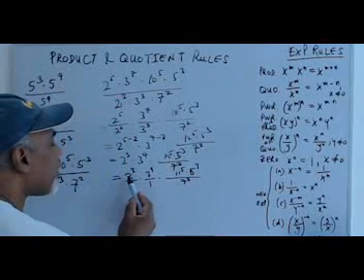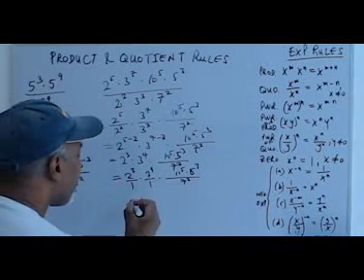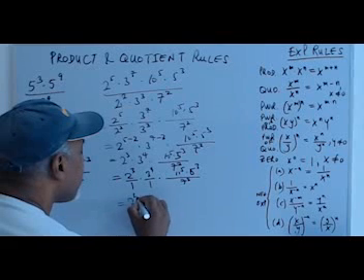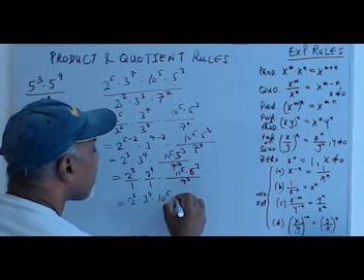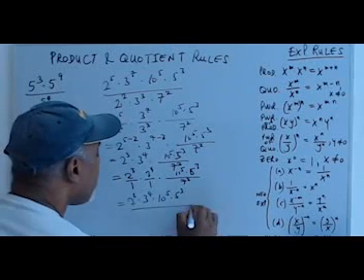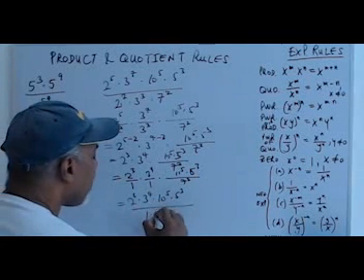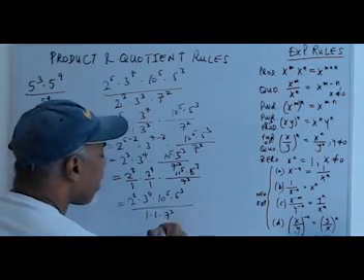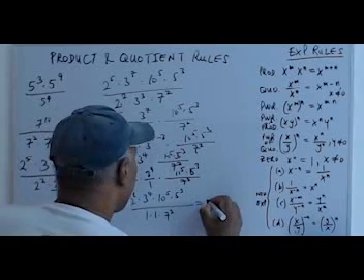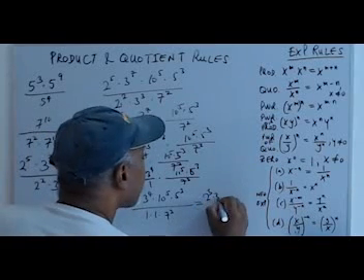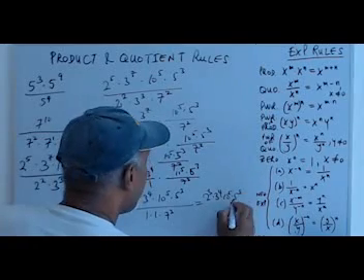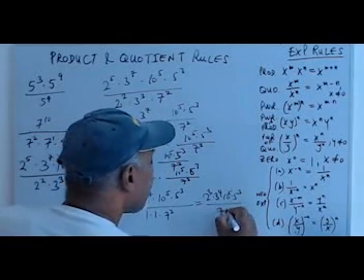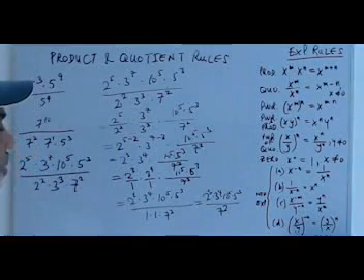And now we're going to multiply the numerators. 2 cubed times 3 to the 4th times 10 to the 5th times 5 cubed over 1 times 1 times 7 squared, or 2 cubed times 3 to the 4th times 10 to the 5th times 5 cubed, all over 7 squared, and that's it.